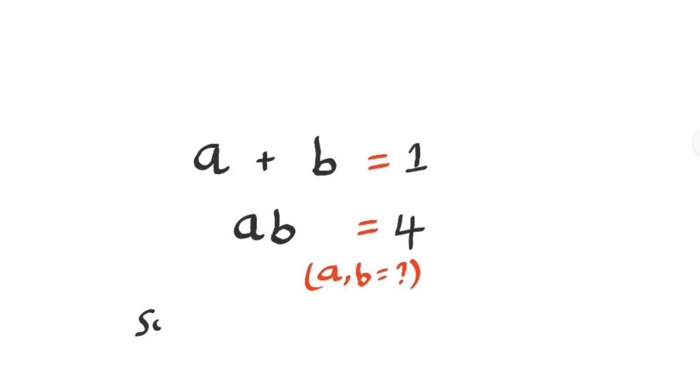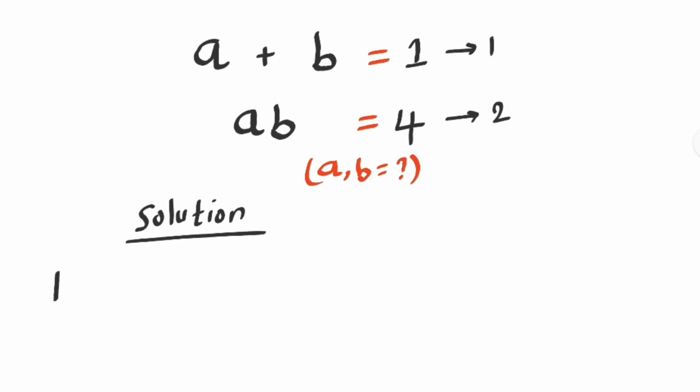Solution. We have the given equation A plus B is equal to 1. Let us call this equation 1. AB is equal to 4. Let us call this equation 2.